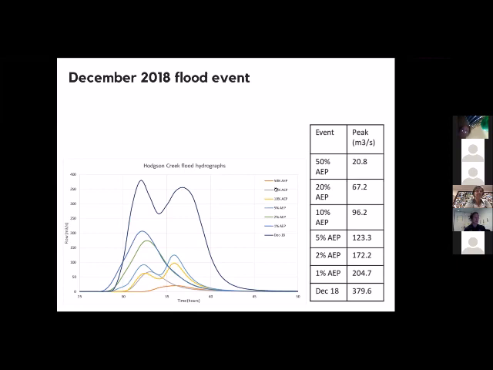Compared to our 1 in 20 year events, which is a 5% AEP, your light blue line there, quite a bit lower, about 100 cubic meters per second. And that's what Julian touched on before. That's what these grade control structures were built for, a 1 in 20 year event.